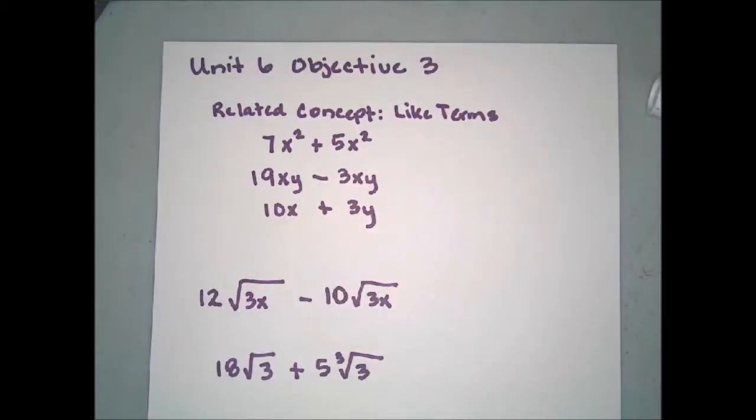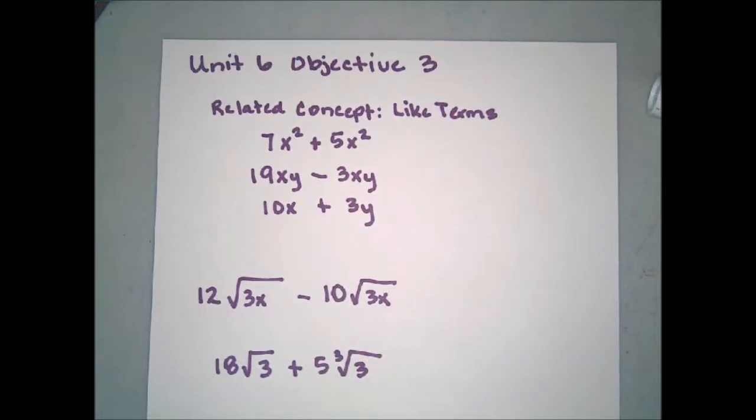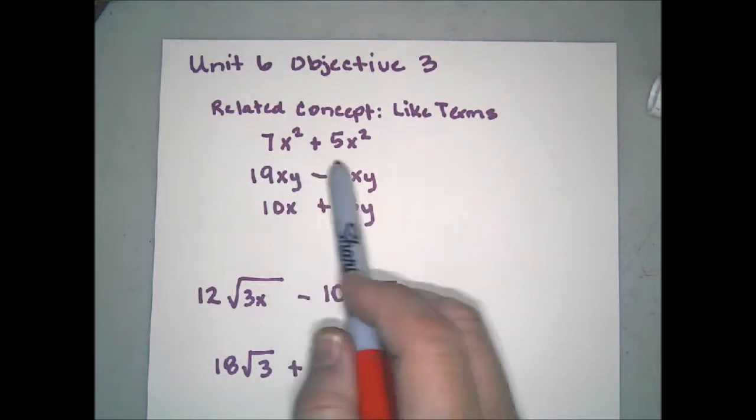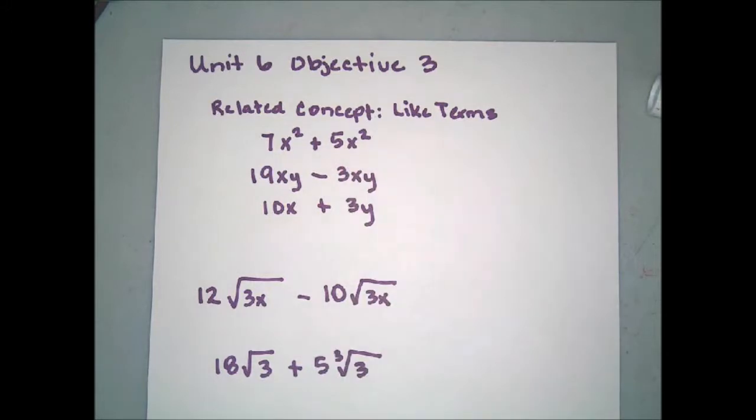For Unit 6, Objective 3, the focus is on adding and subtracting radical terms, but we actually get into a little bit of multiplication too. Now I'm going to first start off with a related concept. When you add and subtract variable terms, we just have something like 7x squared plus 5x squared. Well, the concept is combine like terms.